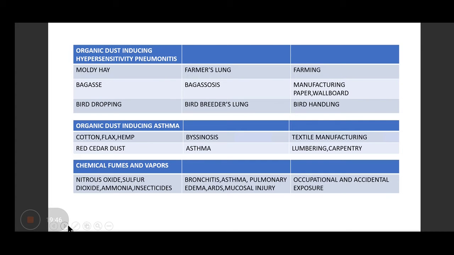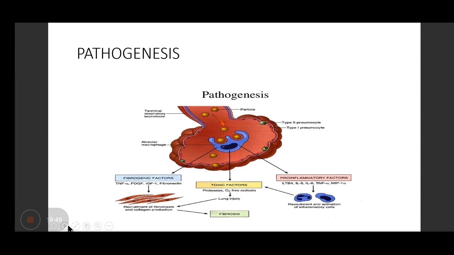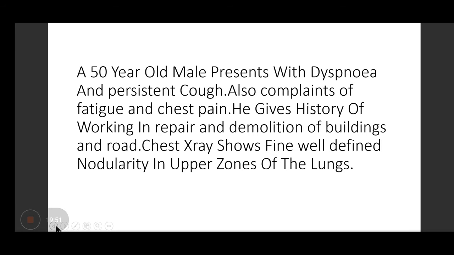Now coming to the second case, a 50-year-old male patient presents with dyspnea, persistent cough, and also complains of fatigue and chest pain. He gives a history of working in repair and demolition of buildings and roads, and the chest X-ray shows fine, well-defined nodularity in the upper zones of the lung. So, can you give me DDs for this? Okay, why did you say silicosis?